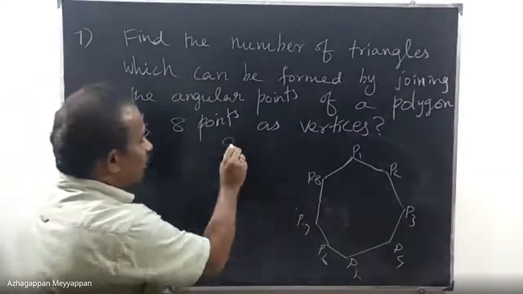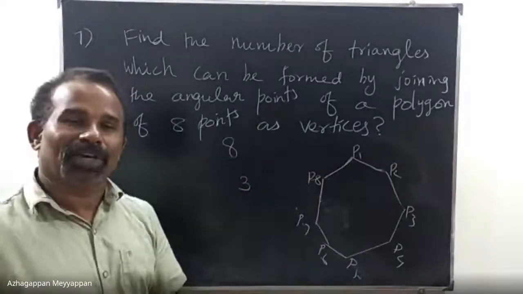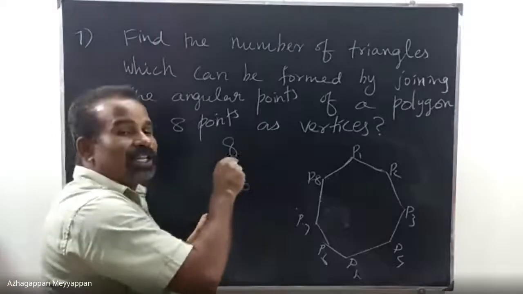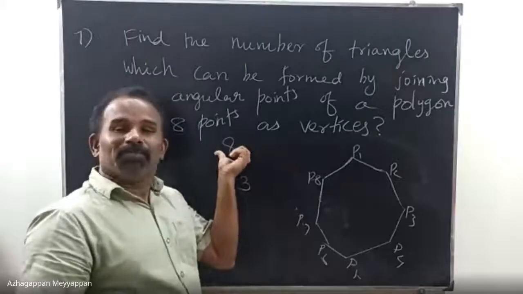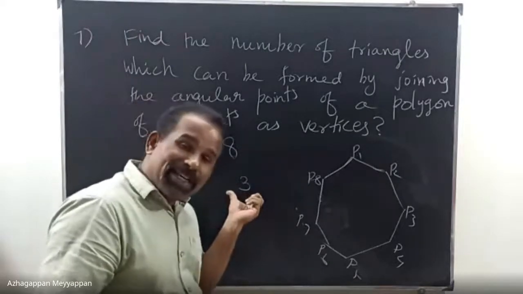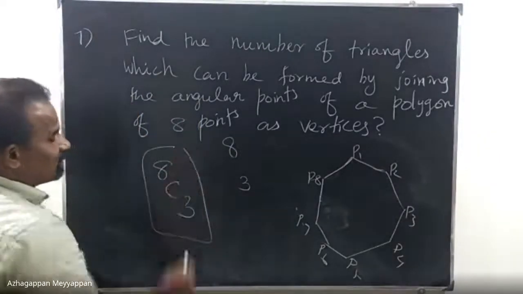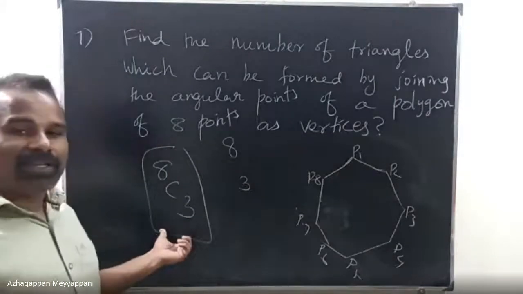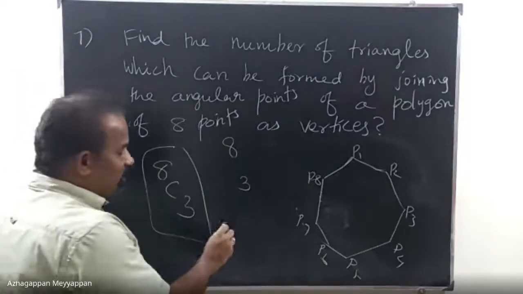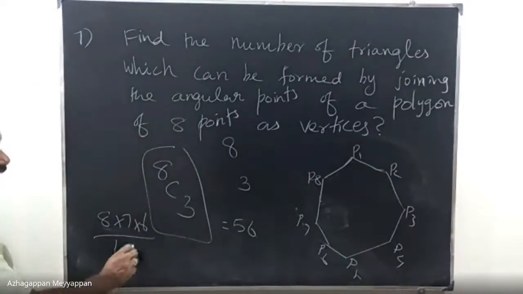So there are totally 8 points. We need 3 points to form a triangle. So how many ways can 3 points be selected out of 8 points? Therefore, 8C3 is the answer. So 8C3 is equal to 56. That is 8 into 7 into 6 divided by 1 into 2 into 3. The 6 cancels, therefore 56.